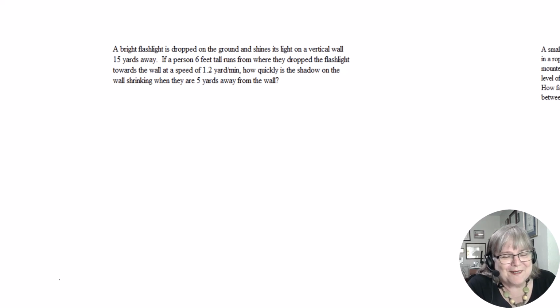Now, here you go. All right, it says a bright flashlight is dropped on the ground and shines its light on a vertical wall 15 yards away. If a person 6 feet tall runs from where they dropped the flashlight towards the wall at a speed of 1.2 yards per minute, how quickly is the shadow on the wall shrinking when they are 5 yards away from the wall? All right, so that's a lot of words in there, right?